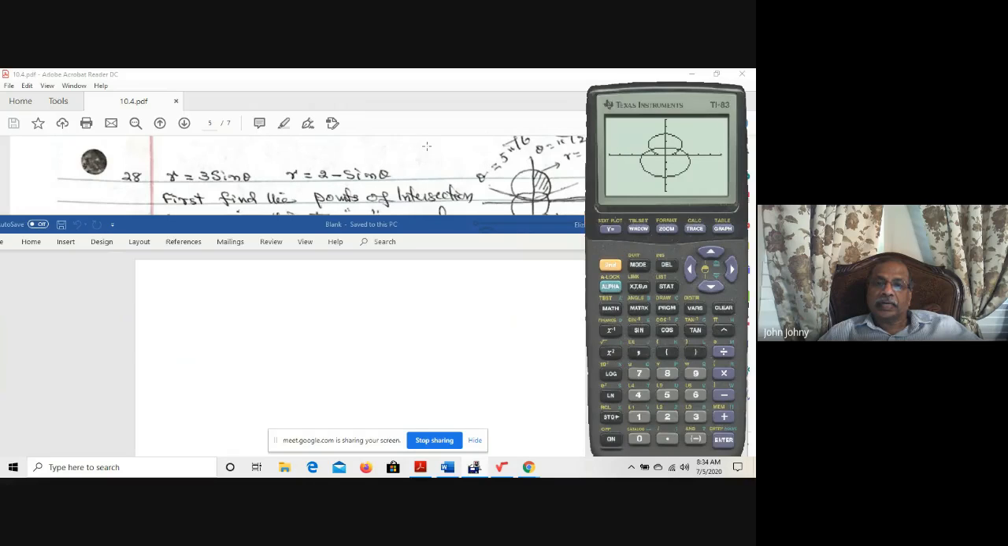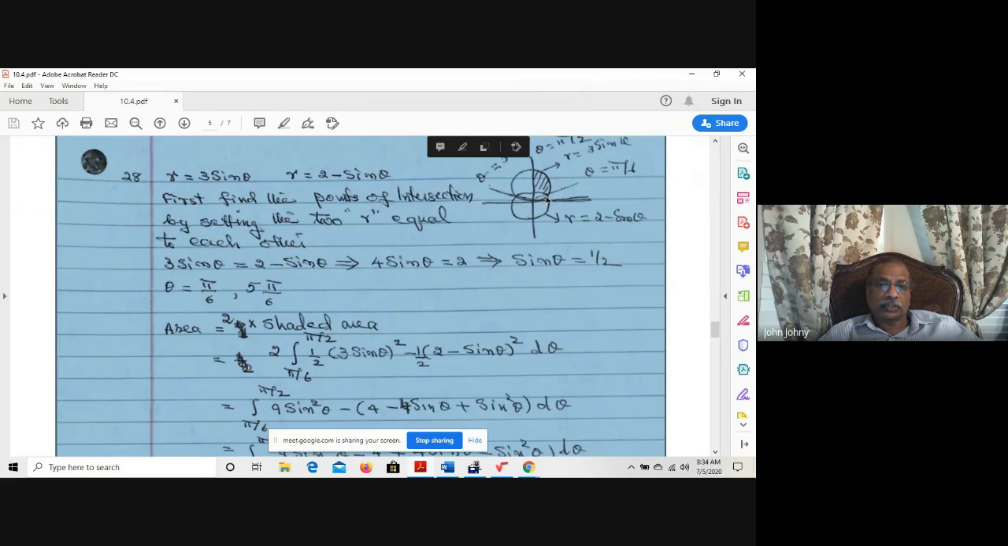So the shaded area, you have to figure out the value of theta at this point, because the shaded area lies between this line and the y-axis. The y-axis is theta equal to pi over 2. You have to figure out what the angle is here. For that, you set 3 sine theta equal to 2 minus sine theta. In order to find the point of intersection, you have to solve the two equations, so you set them equal to each other.